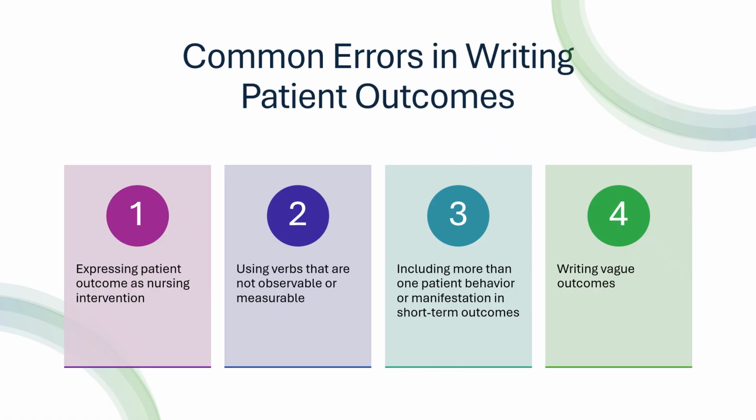Avoid combining multiple behaviors in one short-term outcome. Incorrect way of writing it would be patient will list dangers of smoking and stop smoking. The correct way of writing this outcome would be by next meeting on November 12th, 25, patient will identify three dangers of smoking. By January 20th, 26, the patient will report that he no longer smokes.